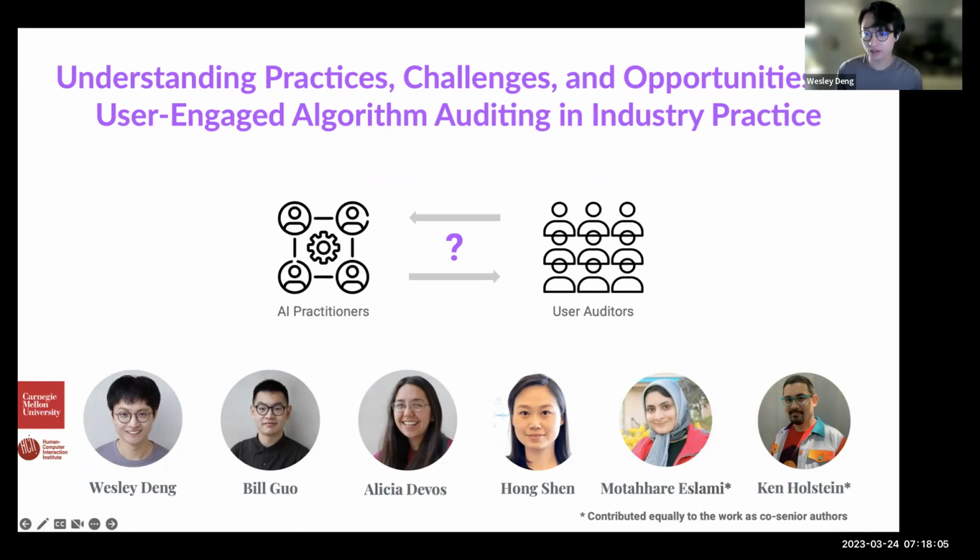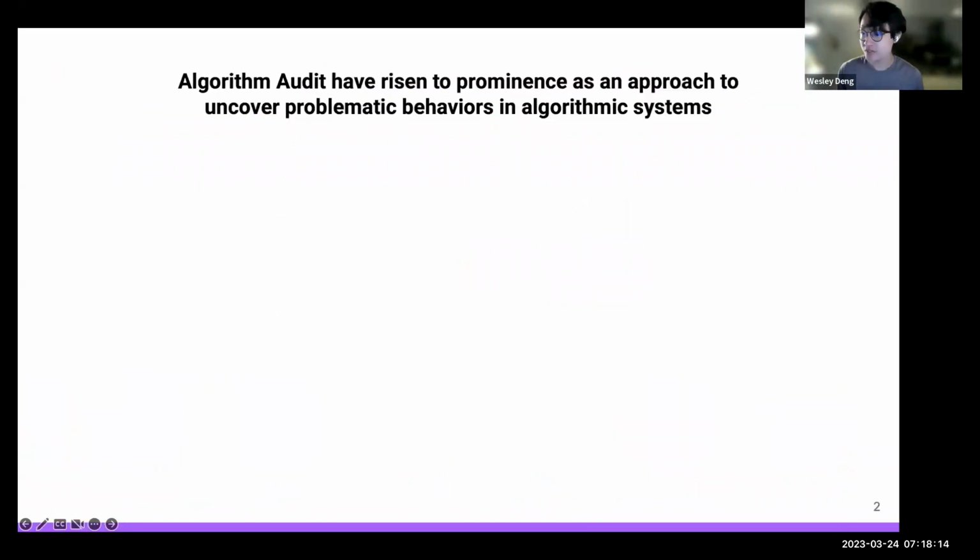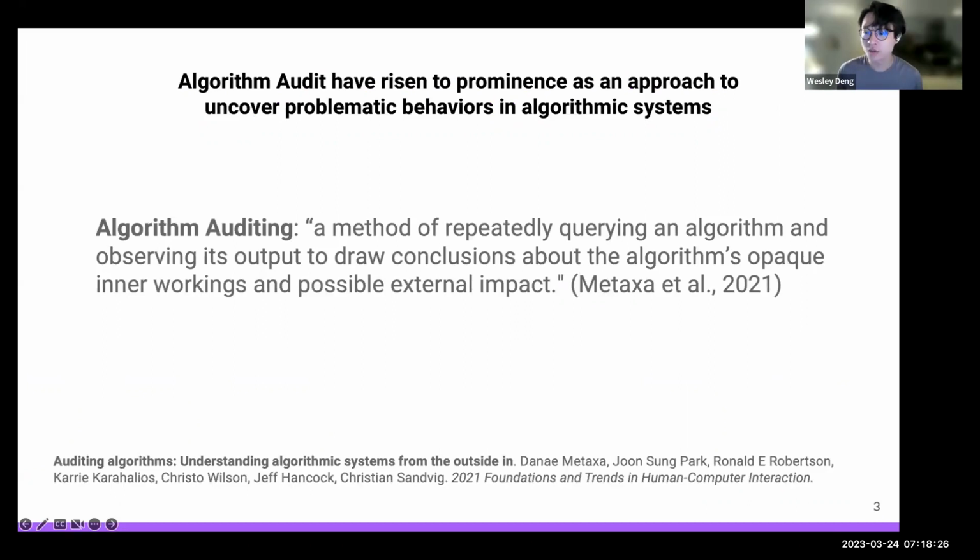Today, I'm presenting my work on understanding practices, challenges, and opportunities for user-engaged algorithm auditing in industry practice. In recent years, algorithm audits have risen to prominence as an approach to uncover problematic behaviors in algorithmic systems, including different types of biases and harms. At a high level, an algorithm audit is a method of repeatedly querying an algorithm and observing its output to draw conclusions about the algorithm's opaque inner workings and possible external impact.